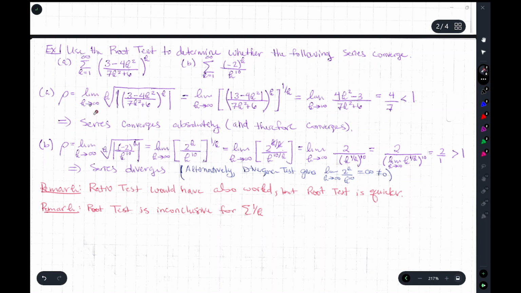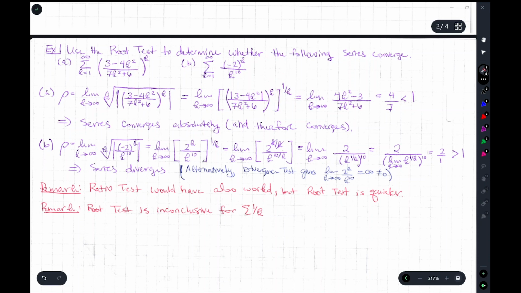So we'll take the limit as k goes to infinity of the kth root of the absolute value of an arbitrary a sub k term. Okay, so we just plug that in. We have this 1 over k, and then we have this term raised to the power of k.